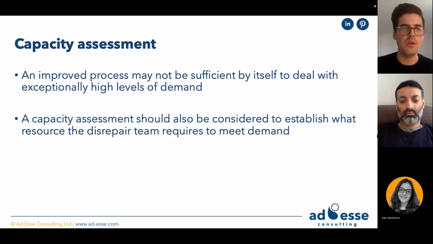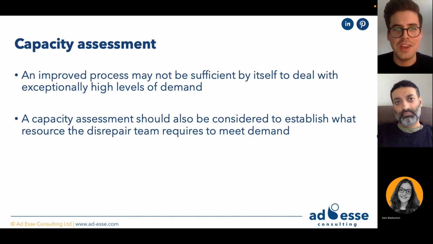Okay, so that's everything we wanted to cover with disrepairs. It'll be good for you to let us know if there's any further questions you have that relate to disrepairs, and we'd be more than happy to answer any of those for you.